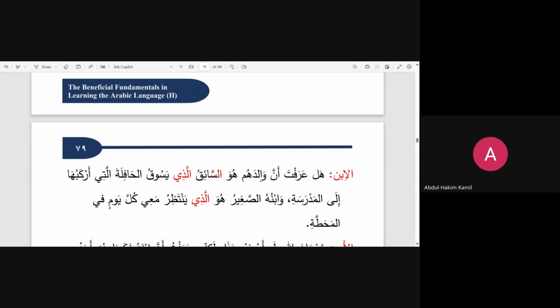Again, هل عرفت أن والدهم هو السائق؟ Now it's والد, it's not والدهم. You don't put emphasis on the last letter. Walidahum, la walidahum. Don't put emphasis on the last letter. What does this mean? Hal arafta anna walidahum huwa sa'iq?